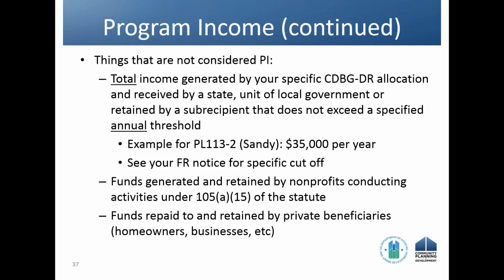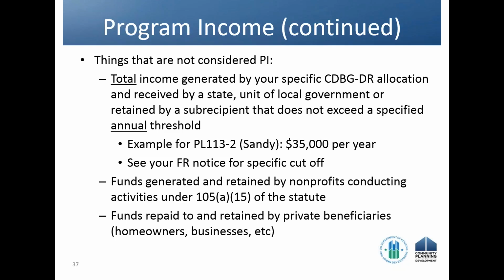So that's not program income. And again, look at your notice to see what your cutoff is. If you have funds that are done by what the entitlement program calls a community-based development organization, or a CBDO, the money that's retained by that CBDO, if they do an eligible community revitalization, economic development, or energy conservation activity, and they earn money from that, they get to keep it. They don't pay it back to you. Then that money is not program income.